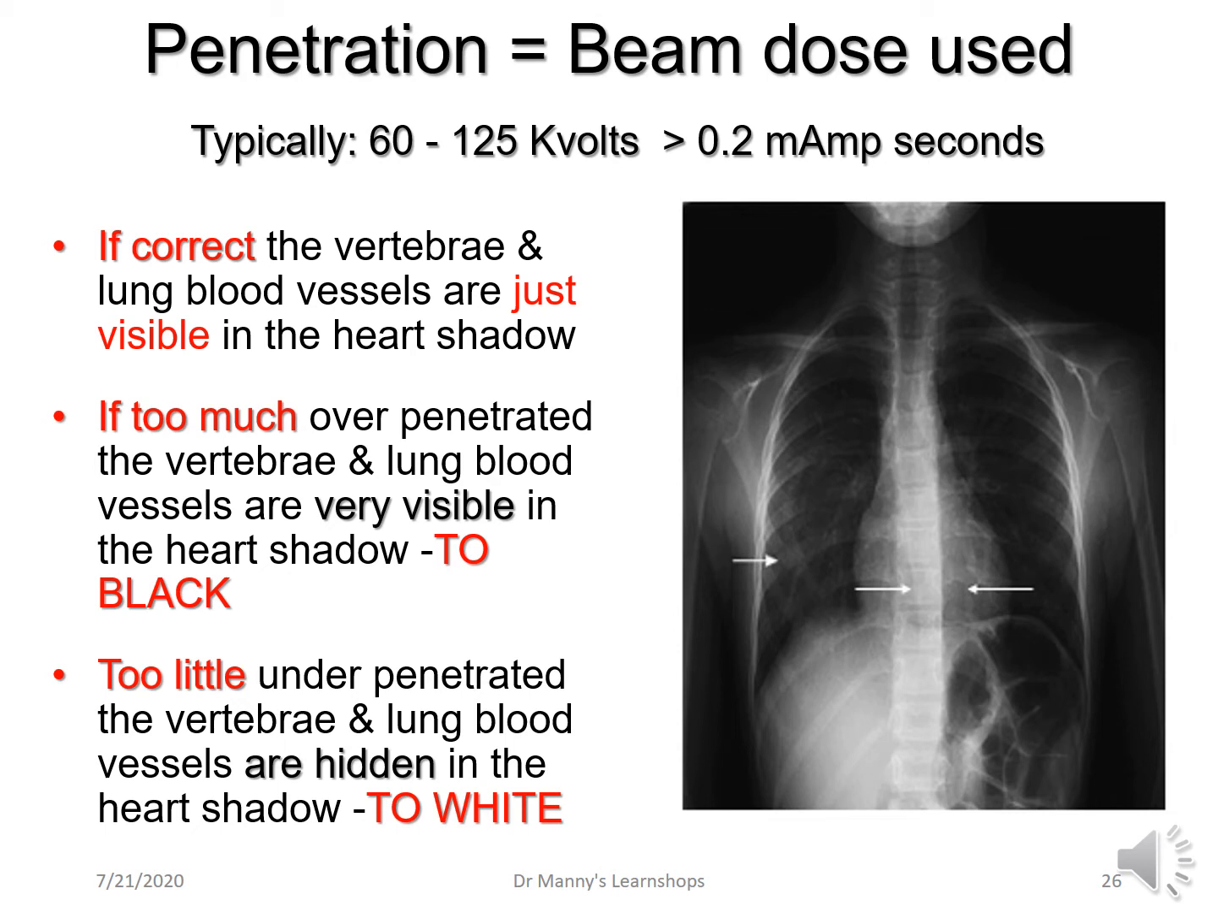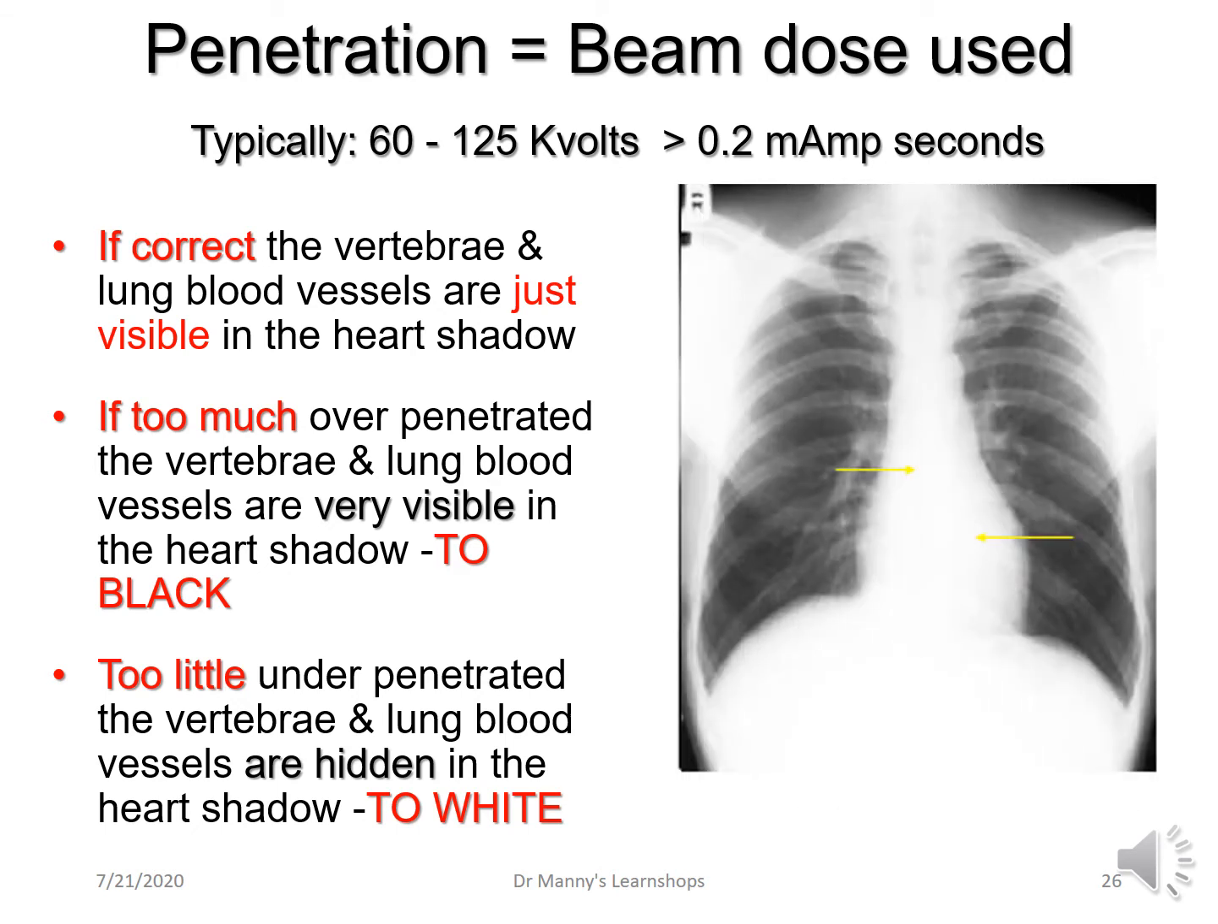And this may distort what you're actually wanting to read or interpret on the chest x-ray film. If not enough x-ray beam has been used, too little, it's underpenetrated or underexposed. And because it's underpenetrated, the spinal vertebrae and the lung blood vessels are hidden. They sort of blend into each other.